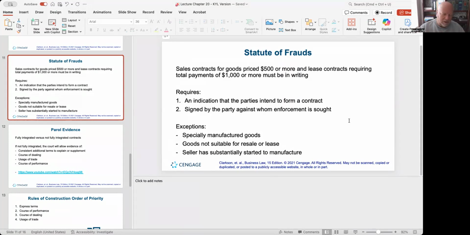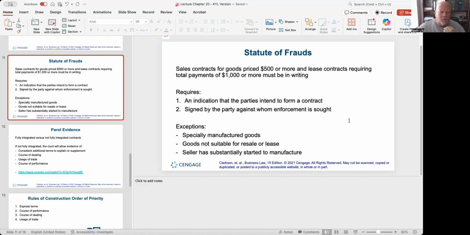It's not real estate. It's not your house. It's not land, but it's goods. It's something tangible, can be moved. Phones, bread, etc. So it must show a writing that shows they intend to form a contract, and it must be signed by the party against whom enforcement is sought. In other words, if you're suing somebody, they must have signed or digitally accepted it.